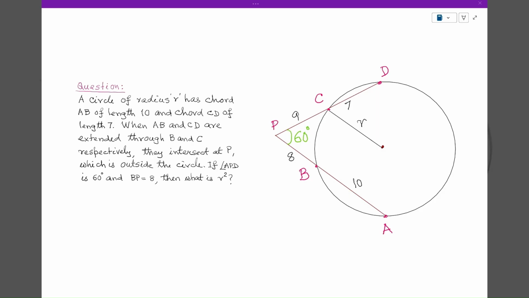A circle of radius r has chord AB of length 10 and chord CD of length 7. When AB and CD are extended through B and C respectively, they intersect at P, which is outside the circle. If angle APD is 60 degrees and BP is 8, what is R square?